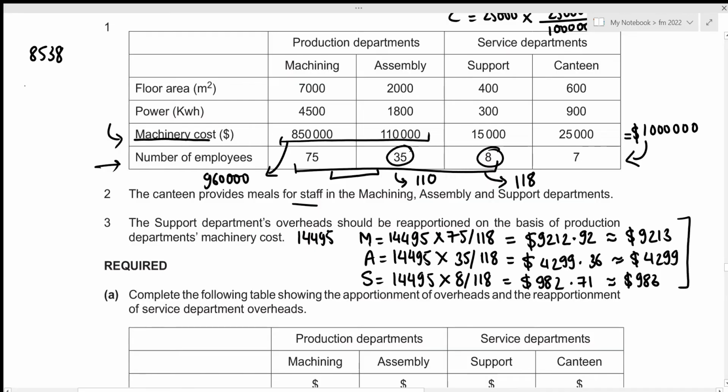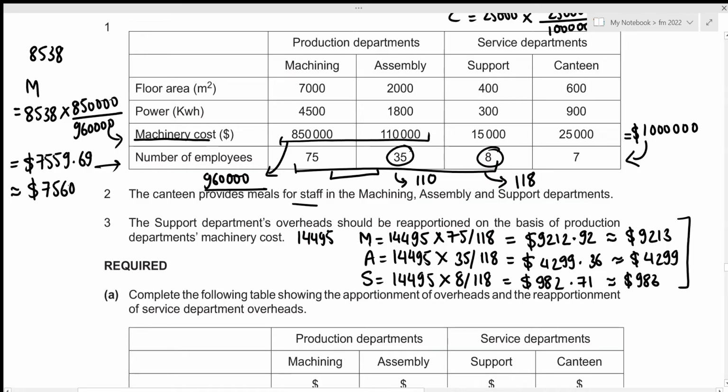Okay, now for the machining department, that's just the total of the support department of 8,538, and we can see that out of the total machinery cost of 960,000, 850,000 belongs to machining. So that's times 850,000 divided by the total of 960,000. And this gives the reapportionment of support department towards the machining department to have the value of 8,538 times 850,000 divided by 960,000, which results in the value of 7,559.69. And again, we can round it off, so that's going to be 7,560. Now we repeat the same process for assembly department.